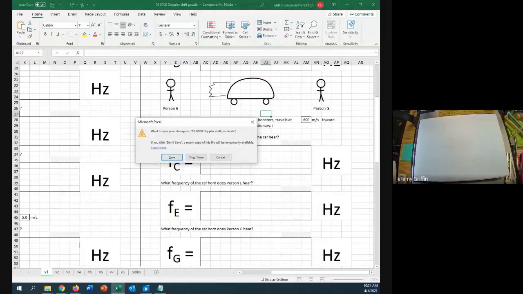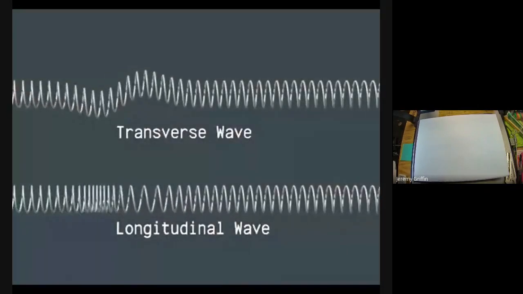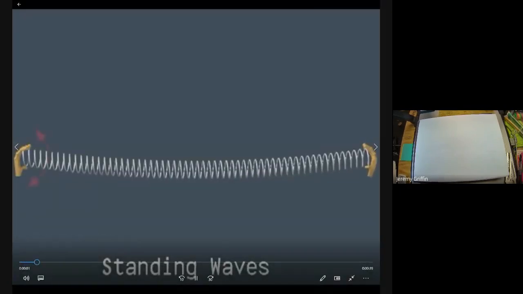Let me present my screen for just a moment here. Present screen, to share, about this. See, where is, no, that's not what I'm looking for. There's standing waves. Okay.